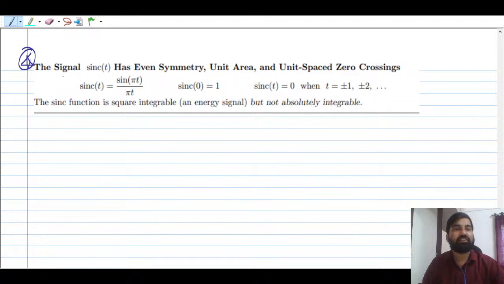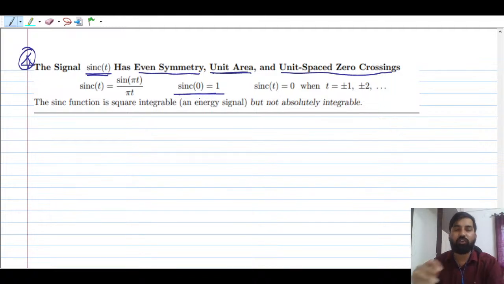The signal sinc T has even symmetry. This is the first point that you have to remember. It has unit area, or you can say it has unit energy, and unit spaced zero crossings. Sinc of T looks like sine pi T by pi T. Sinc of 0 is nothing but 1. How do you find sinc of 0? By using the limit concept. Sinc of T is 0 when T is plus minus 1, plus minus 2. These are going to be zero crossings only, so you have to remember this fact.